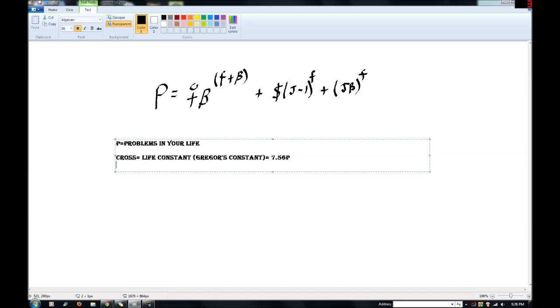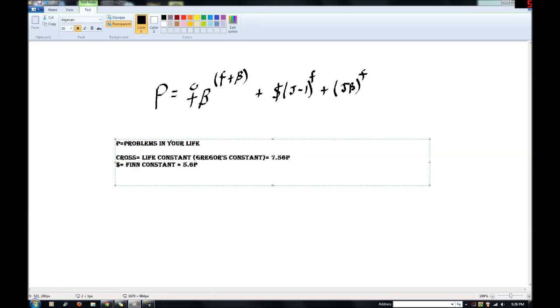Next we got our dollar sign. That's another constant, and if you don't know what a constant is, I might make a video about what constants are, but probably not. So this is the financial constant, or the Finn constant, because it was discovered by Sir Robert Finn, and it is 5.6p.